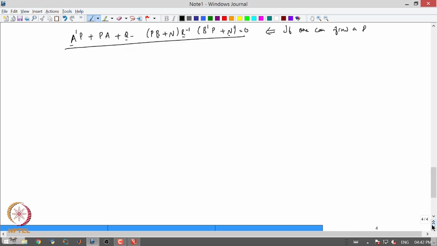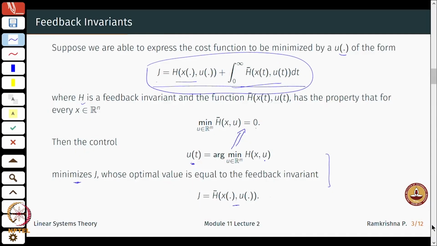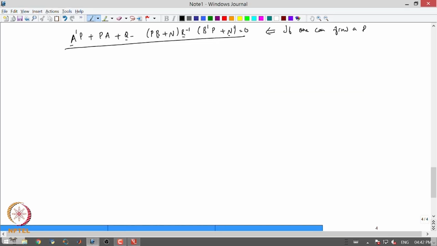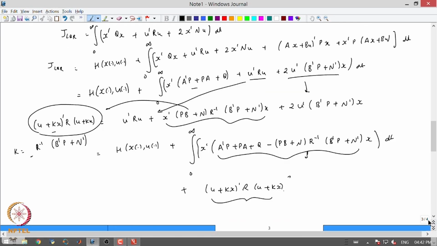So what is my eventual aim? My eventual aim is to set this term inside the integral to 0. So the first question is, can I find a P which sets this to 0? If the answer is yes, then what else is remaining? The other term that is remaining in the integral, and this entire thing will be in dt, is this guy, (u plus Kx) transpose R (u plus Kx). And I ask the question, when does this have a minimum?